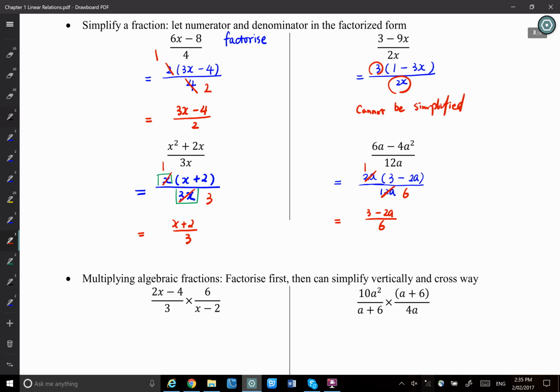Okay, so the first example is teaching us how to simplify a fraction. Always remember, if there is more than one term in the numerator or denominator, we need to factorize first, and then think about the common factor. Can we cancel anything from the common factor?